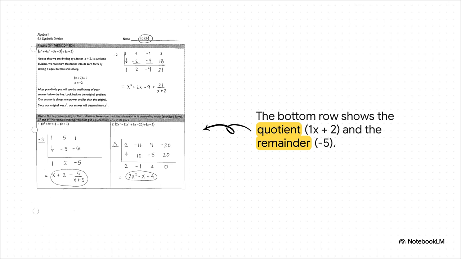And that bottom row, that's our answer. The last number, negative 5, that's the remainder. The other numbers, 1 and 2, are the coefficients for our quotient. So our answer is 1x plus 2.